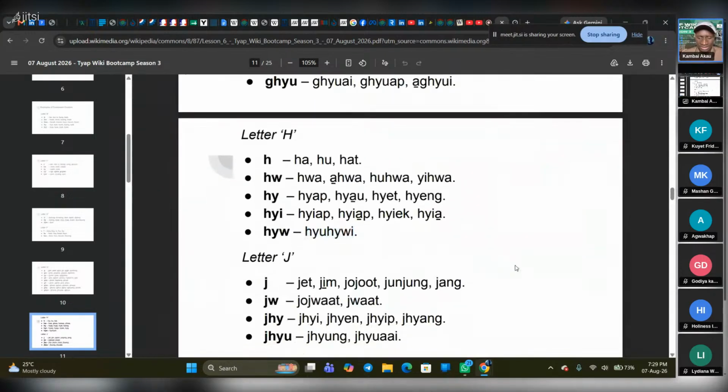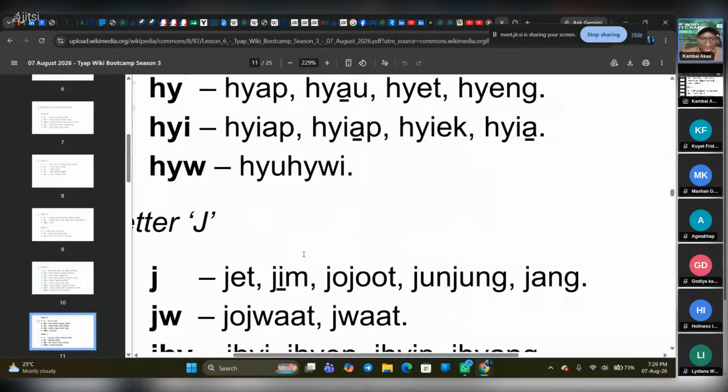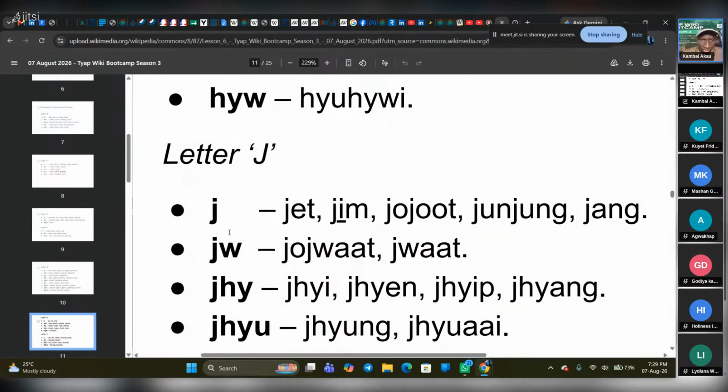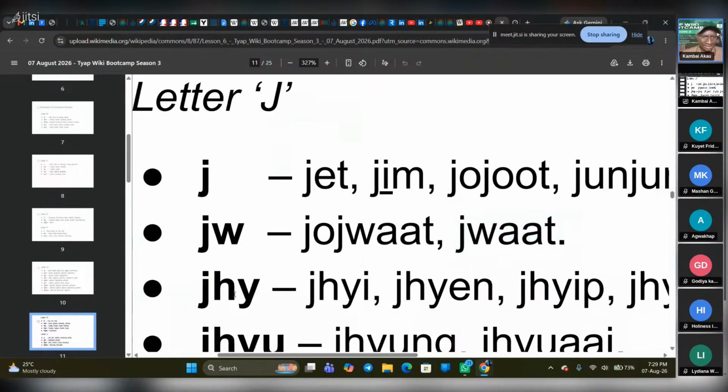And then we have the jazz sound, and under the jazz sound we have about 4 variant forms of it. We have the pure jazz sound, with examples such as jet, jum, jojo, junjung, and jang. Then we have the labial form of this jazz sound. Examples: jojuat, juat. And this one is a different sound entirely. This is the ja sound, ja.